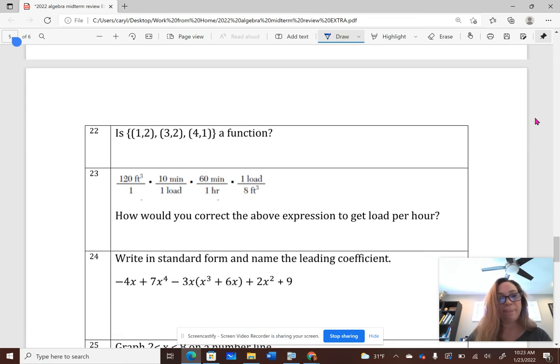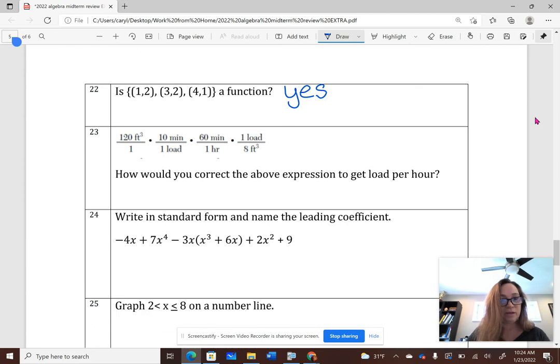That could help you. Is that a function? Yes. Each input has only one output.